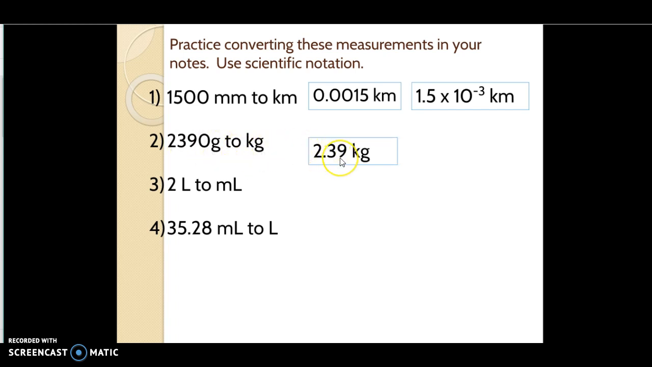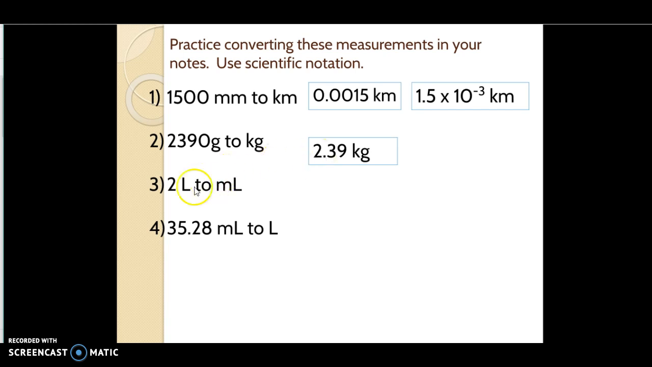Now, if we look at this number, do we need to use scientific notation? We don't, right? There's no extra zeros before or after the number before we get to the decimal. So we can leave it as is. That's the most precise and condensed measurement.